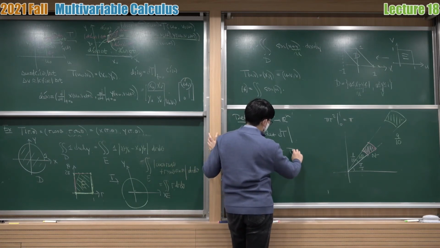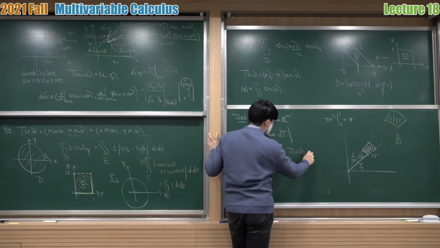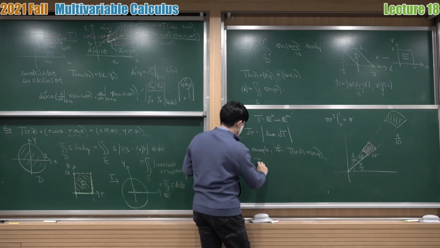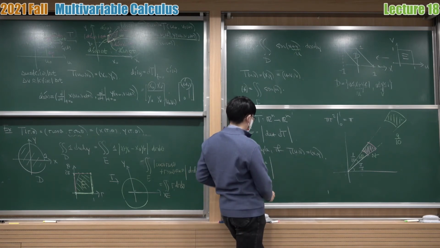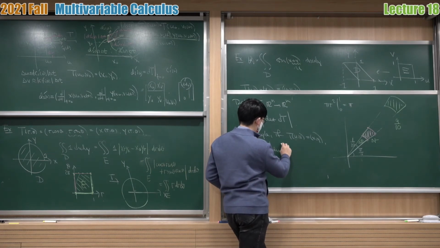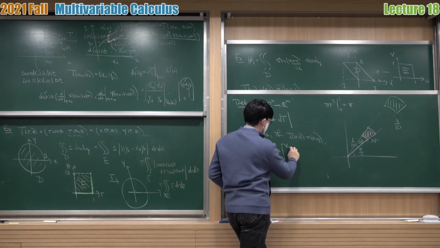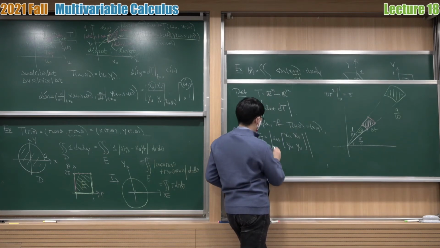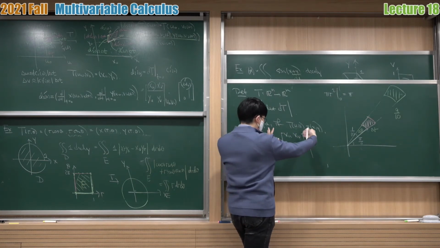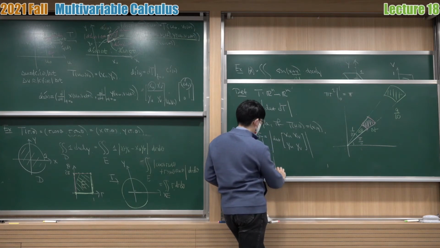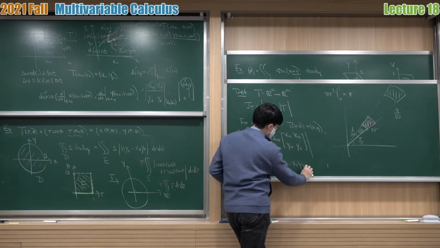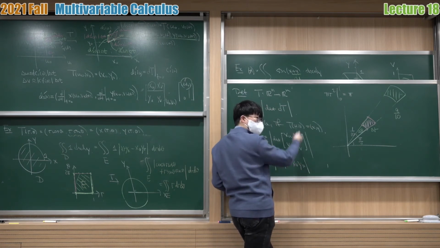For example, if T is uv to xy, then the Jacobian of T is the absolute value of the determinant of xu, xv, yu, yv. So basically it's xu yv minus xv yu. So that's the same formula we had before.